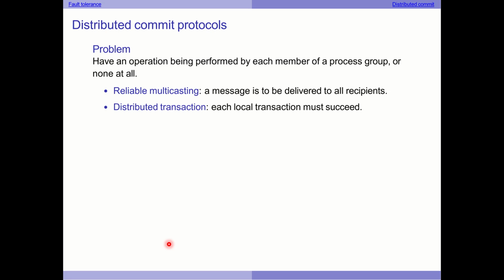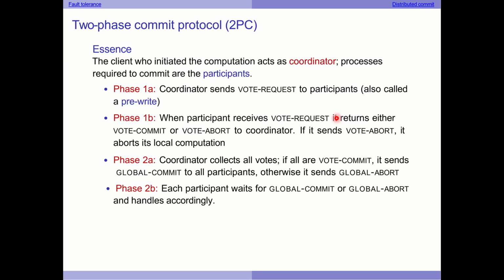Now let's talk about commit protocol. There are two protocol schemes, and the first one is the distributed commit protocol. The problem here is that we have an operation that is performed by each member of a process group or none at all. Under reliable multicasting, a message is expected to be delivered to all recipients, while in a distributed transaction, each local transaction must succeed.